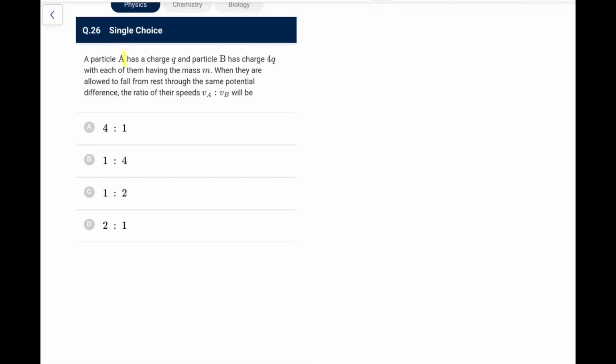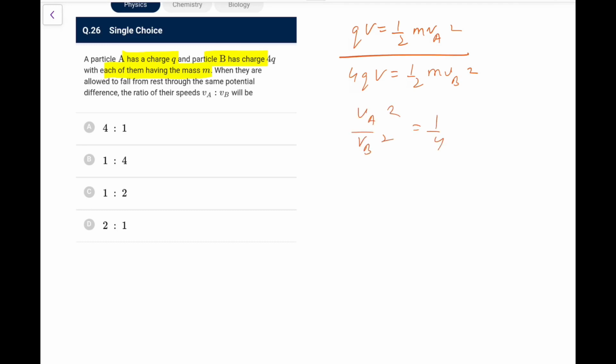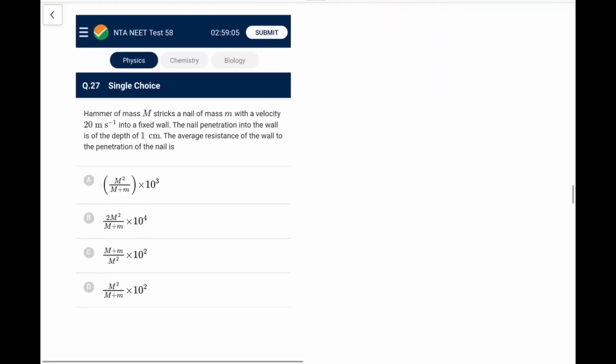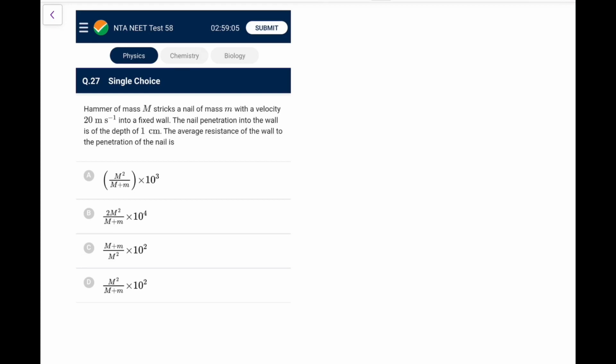Next, particle A has a charge q, particle B has charge 4q, each of them having mass m. When they are allowed to fall from rest through the same potential difference, the ratio of their speeds will be. Because of the same potential difference, the energy qV is equal to half m vA square, and 4qV is equal to half m vB square. So vA square by vB square comes out as 1 by 4, so vA by vB would be 1:2. Not a tough one for you. Go for option C.